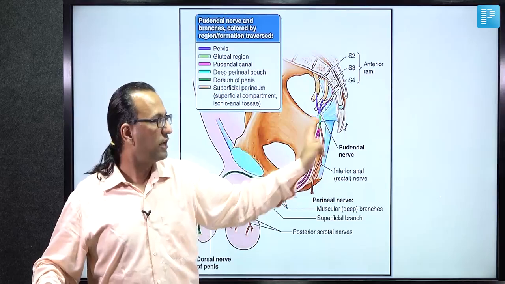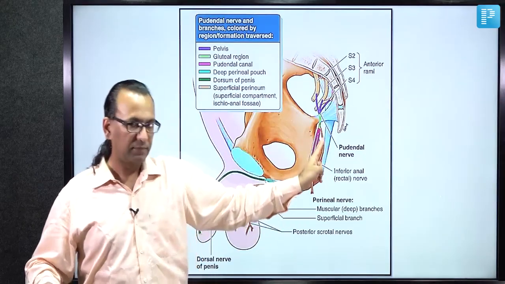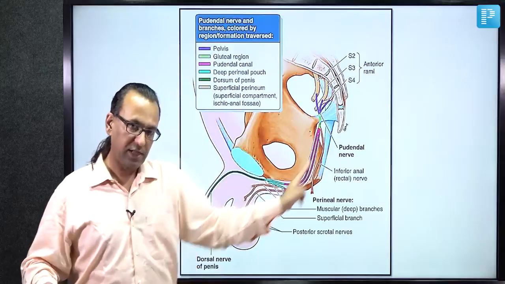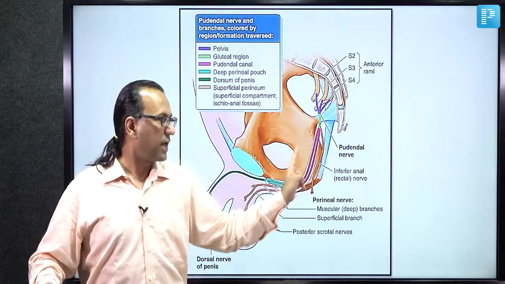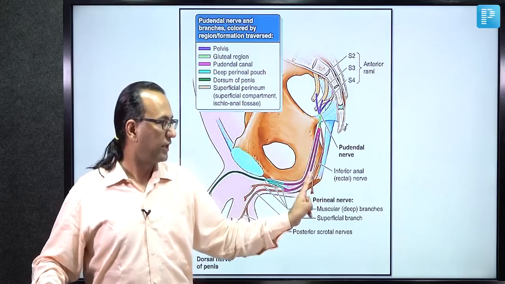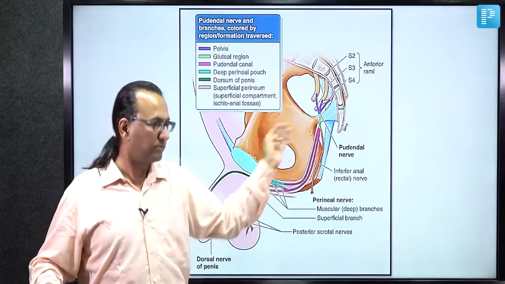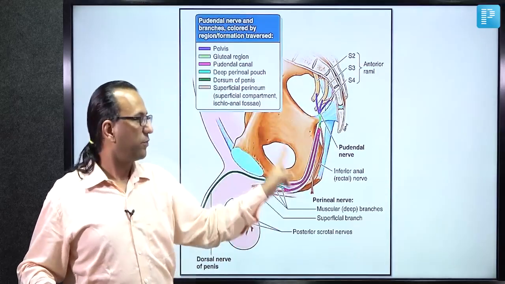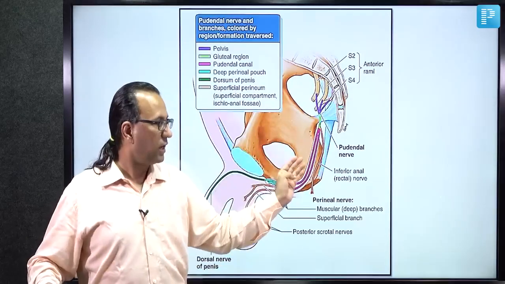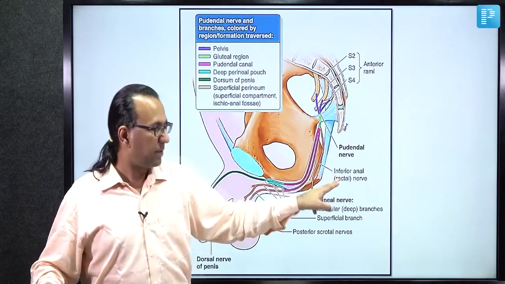Then it will leave the gluteal region to enter the lesser sciatic notch. After that, it will be running in the pudendal canal, which is the lateral wall of the ischiorectal fossa. This pudendal canal is formed in the obturator fascia on the obturator internus muscle, which is lying on the ischium bone. So on the ischium, you have the obturator internus muscle internal to the obturator foramen, and it will be covered by obturator fascia, having a pudendal canal, having the pudendal nerve.